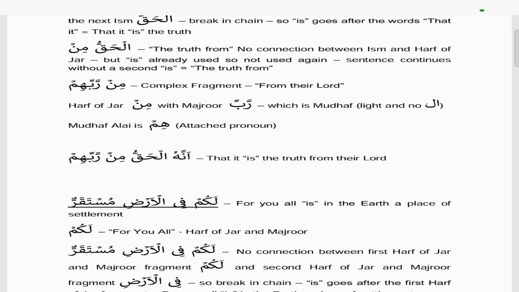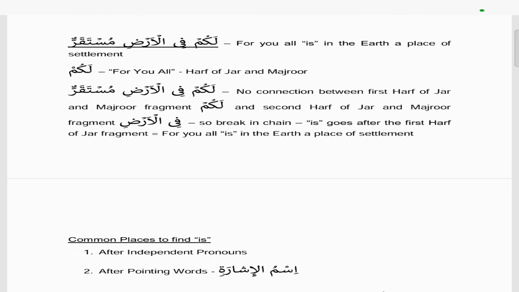Another example would be lakum fil ardi mustaqarrun, which means "for you all is in the earth a place of settlement". Lakum, which means "for you all", is a harf of jar and majroor fragment. The lam is a harf of jar and the kum is the majroor, which is an attached pronoun. The independent pronoun version is antum, which means "you all". And then lakum fil ardi mustaqarrun.